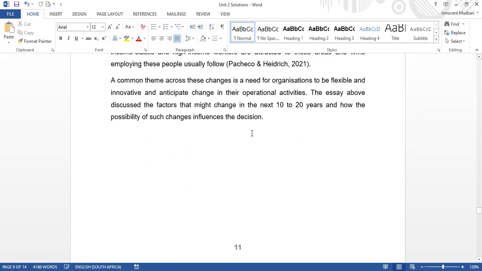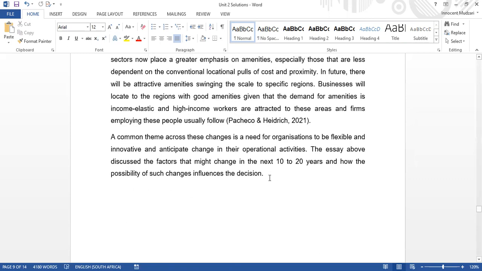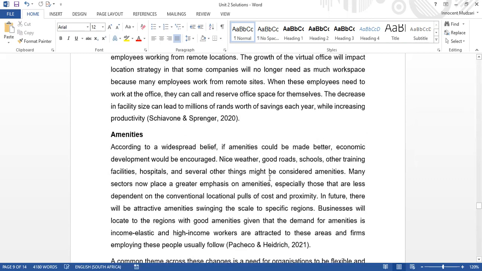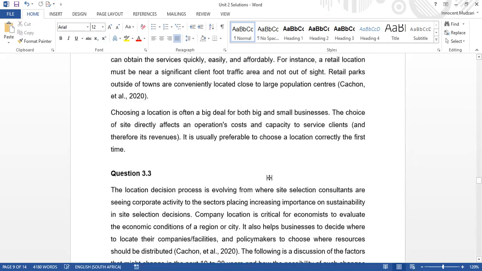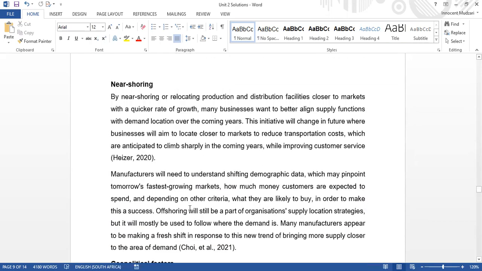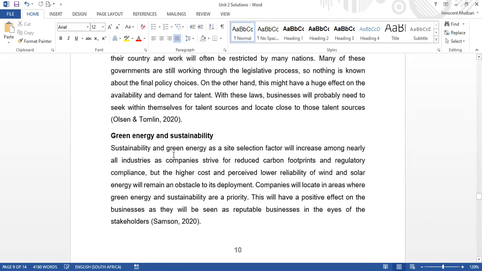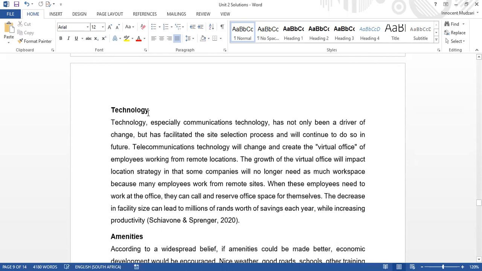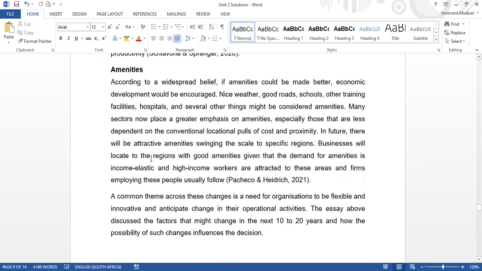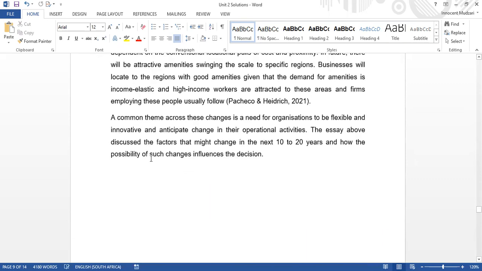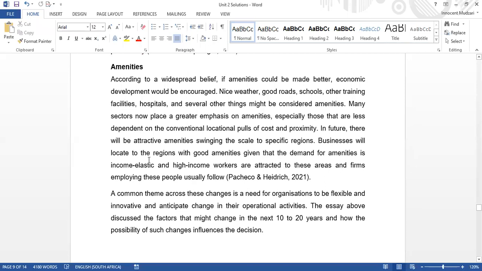And then lastly, you write a conclusion. So the factors that we've looked at here that will change in the next 10 or so years: nearshoring, geopolitical factors, green energy and sustainability, technology, and amenities. Okay, right.